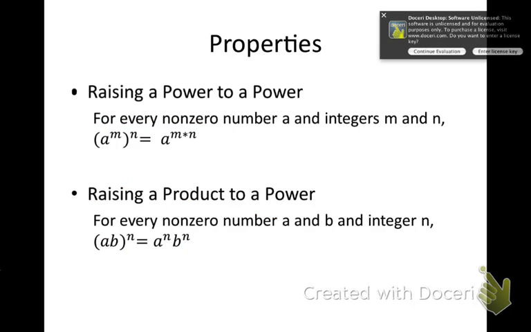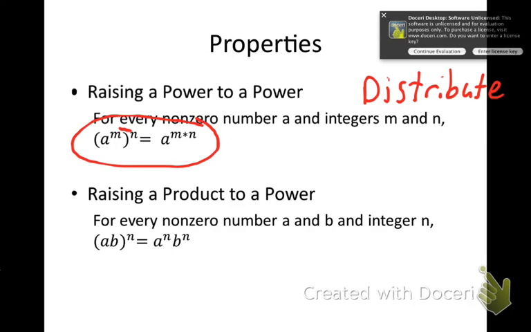Next one here, raising a power to a power. Again, as it starts out, for every non-zero number a and integers m and n, anytime I have a power to a power, you need to multiply. So the shortcut there is to multiply. This is a lot like distributing. I associate this a lot to distributing.